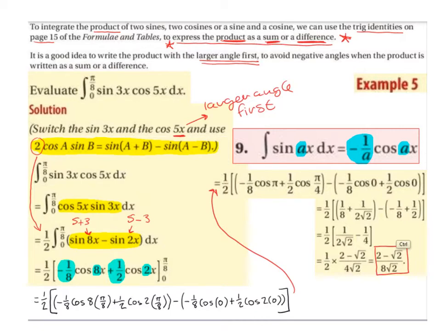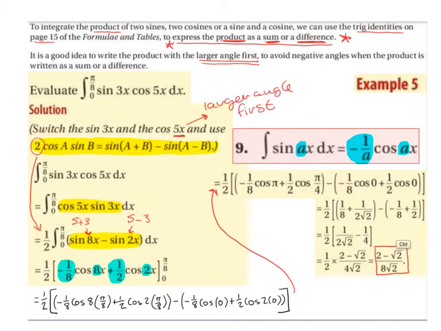Okay, so next we integrate. So sine 8x, we're going to use this formula up here. Since we have an 8 in place of the a, we're going to have minus 1 over 8 cos 8x. And then we have the minus. And then sine 2x. Instead of an a, we have a 2. So we're going to have minus 1 over 2 cos 2x. So minus minus gives us a plus. And remember, you've still got the half in front.